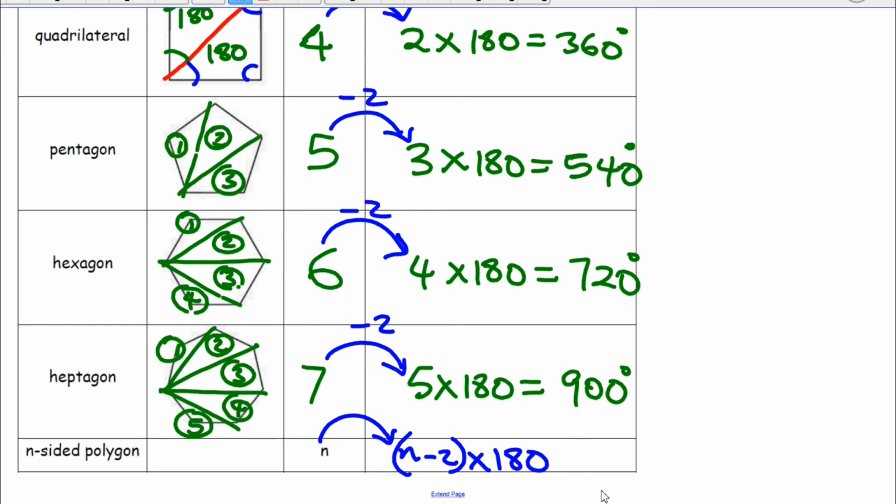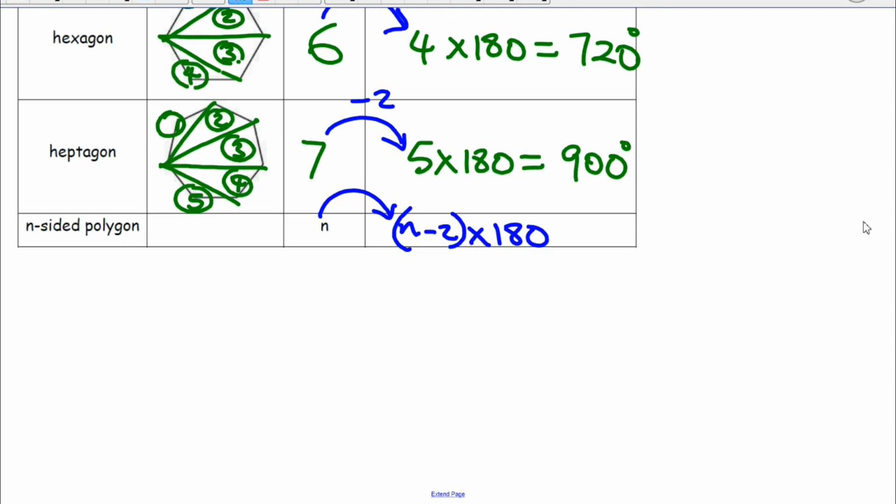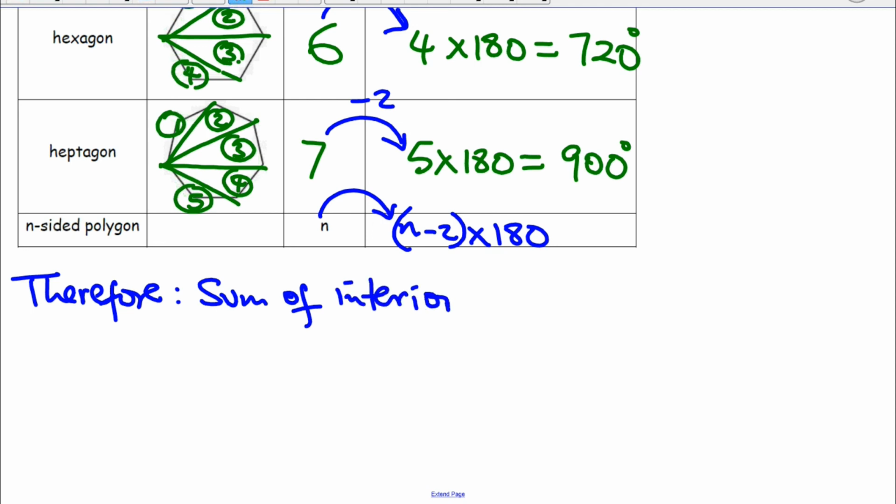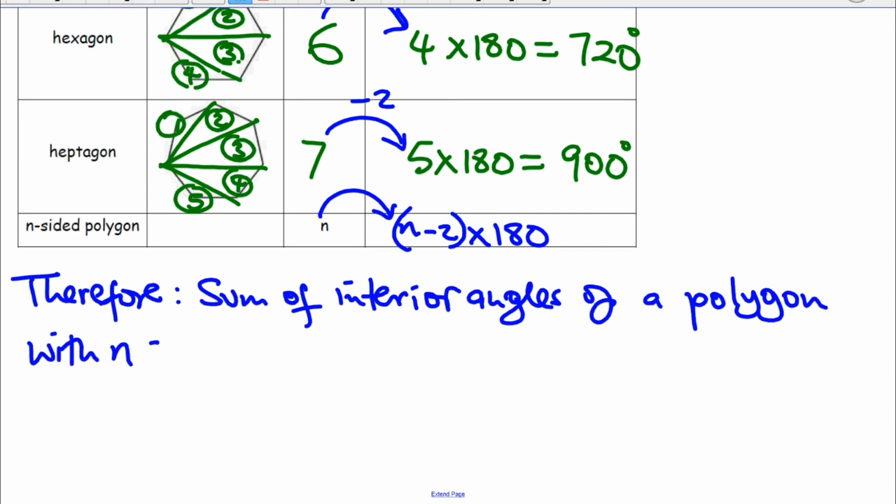So you can go ahead and write the formula here below: therefore, the sum of interior angles of a polygon is equal to n minus 2 multiplied by 180. All right.